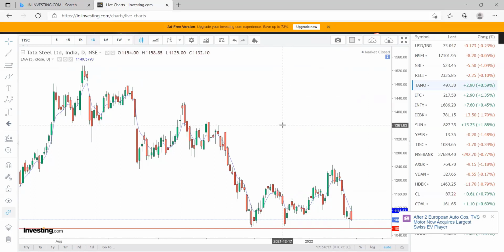Okay, so this was for the Nifty, Bank Nifty, and auto and the steel sector. So I guess we'll cut it short today.